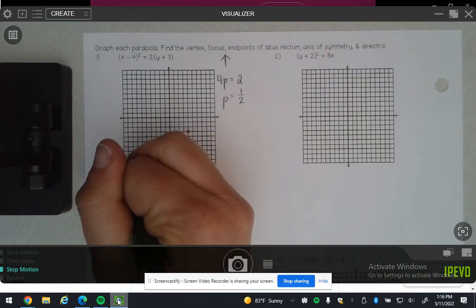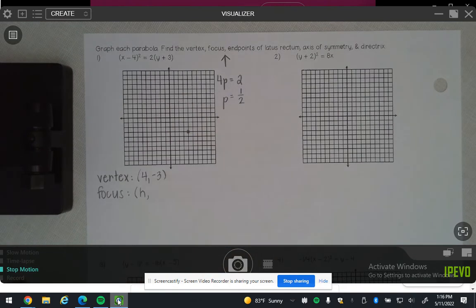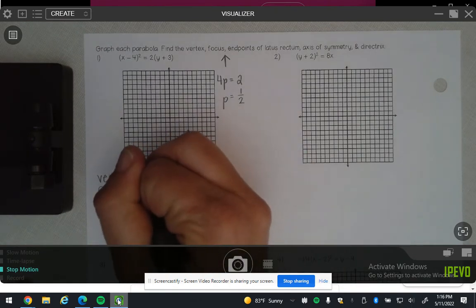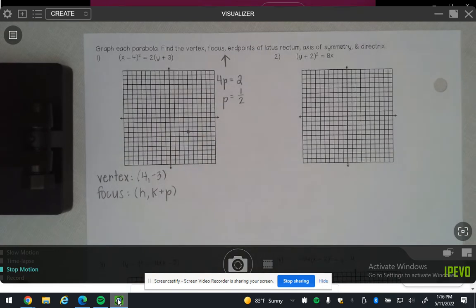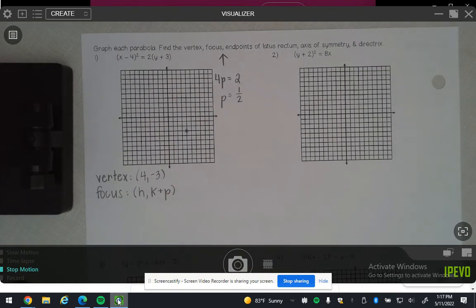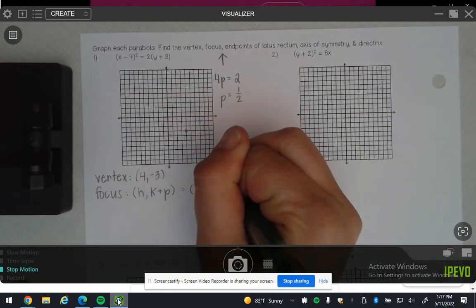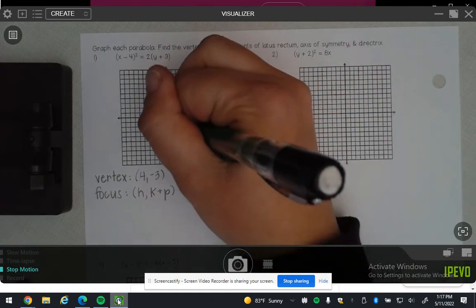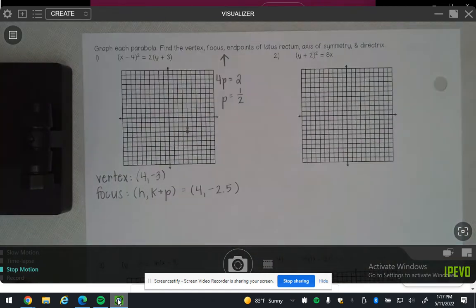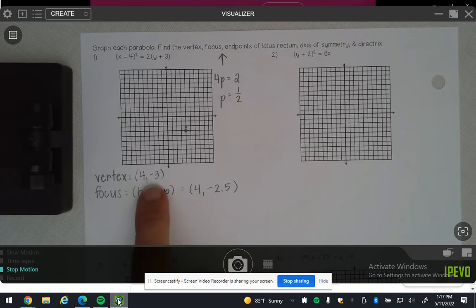Your focus is going to be on the same line as H, but you're going to take your K value and add P if you're going up. So this is (4, -2.5). This one's hard to graph because it's so close. Your focus will always be on the same line as your vertex, either on the X or the Y. So what did you add? I added 1/2 to negative 3. So negative 3 plus 1/2 is negative 2.5.